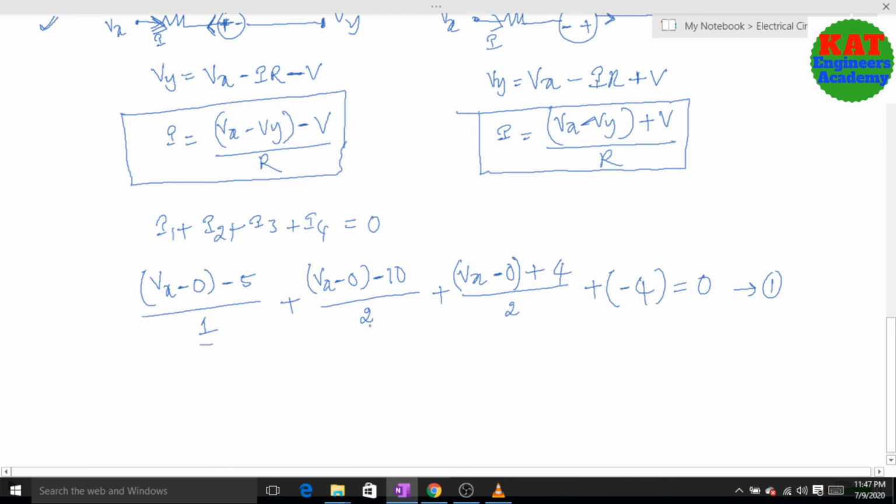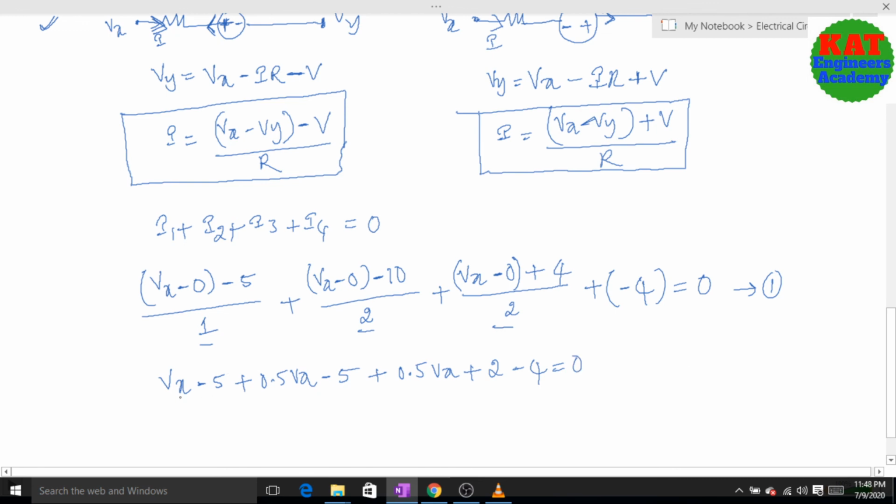Here we are having 1, here we are having 2, here we are having 2. So LCM is 2. Otherwise you can simplify in a simple manner without LCM also, that is Vx by 1, Vx minus 0, there is no need to write, minus 5 plus Vx by 2, so 0.5 Vx, minus 0 by 2, 0. Next minus 10 by 2 is 5. Next plus Vx by 2, 0.5 Vx. Next minus 0 by 2, 0. Plus 4 by 2, plus 2. Next minus 4 equal to 0.